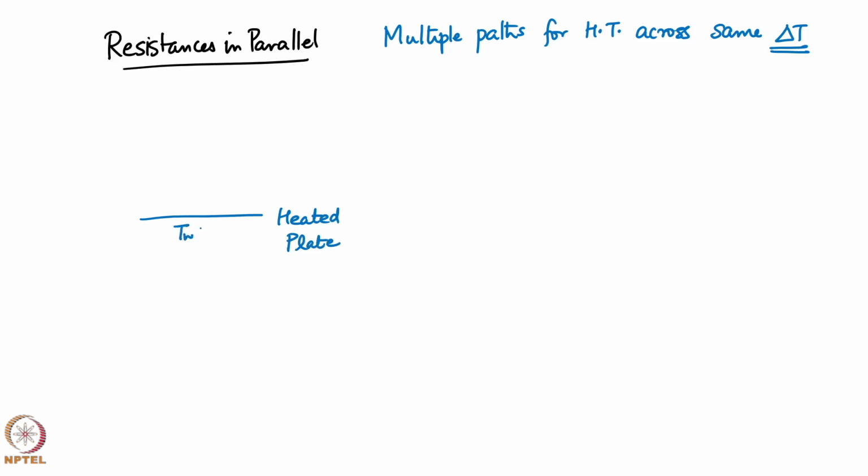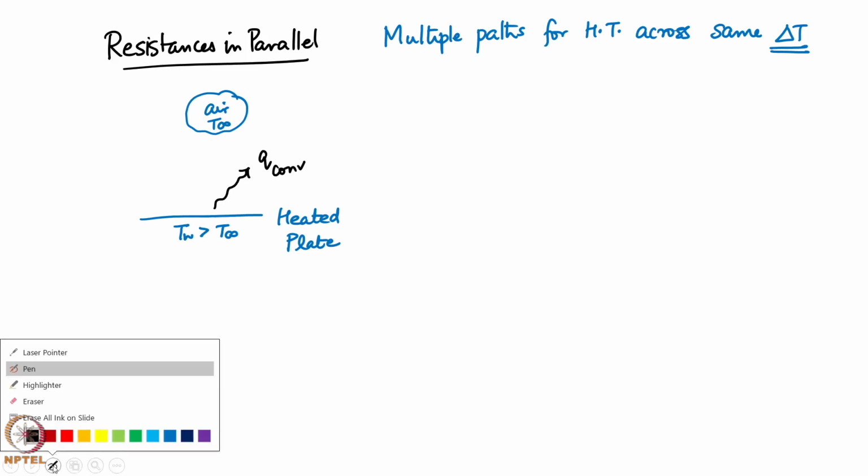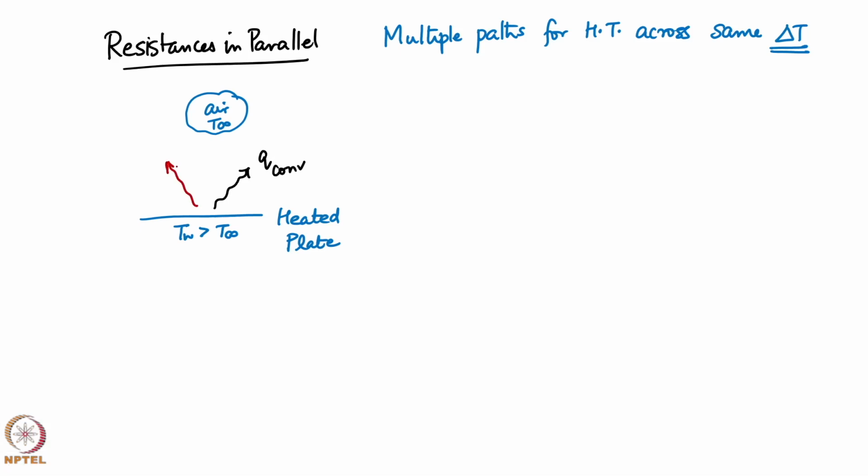So, this is T wall, which is much greater than T infinity. This is air outside, which is at temperature 25, which we call T infinity. So, heat is getting transferred to the air by two means. What are the two means? One is Q convection, other is Q radiation, right. Temperature difference is T wall and T infinity, the radiation occurs between surfaces.